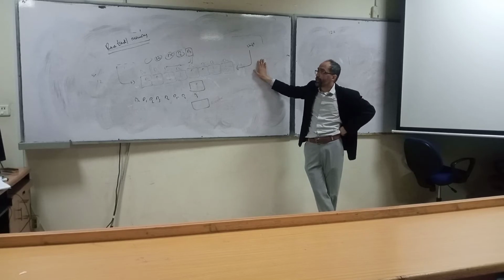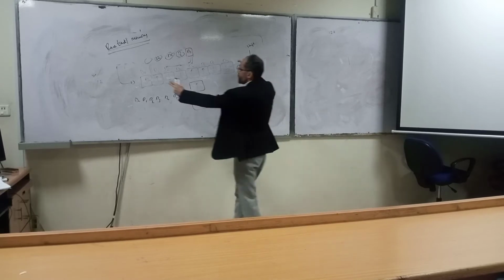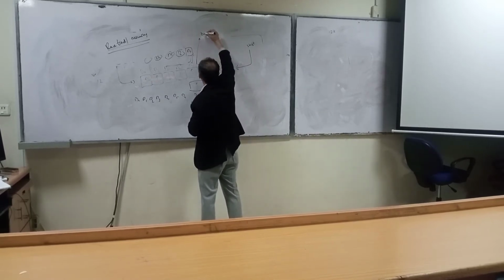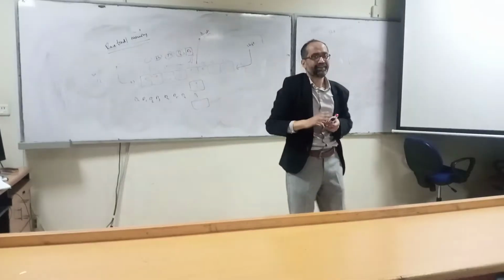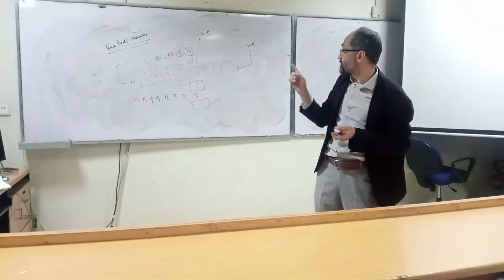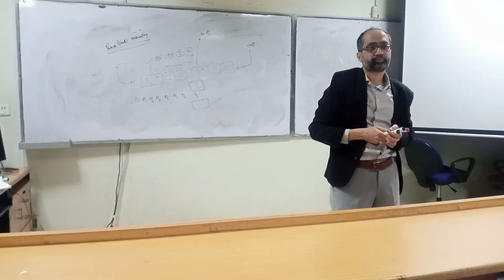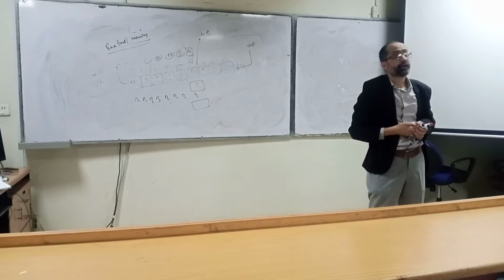So racetrack memory is a very high density memory. It can store multiple bits. What is this? This is a racetrack memory cell. This is called a track. This track consists of how many domains? 8 domains. And how many data bits can it store per track? 8 bits per track.